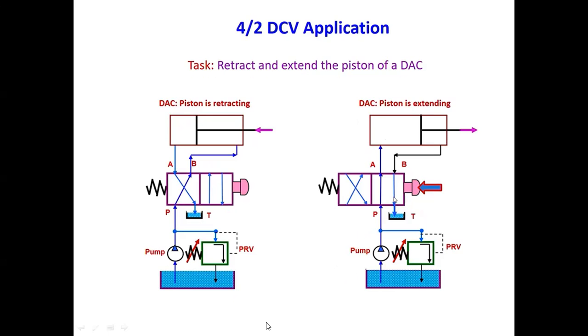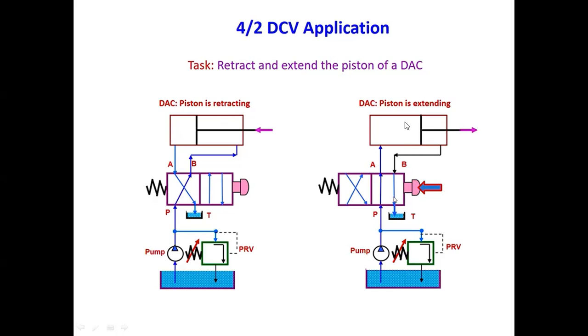So, the piston is retracting. See here, the pump sucks the oil from the tank. Oil goes P to B in this direction. Then pressure is applied on the piston from the backside, and from here oil is removed, going to the tank like that. This is the piston retracting.